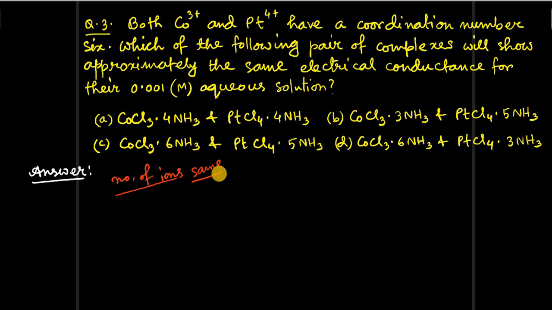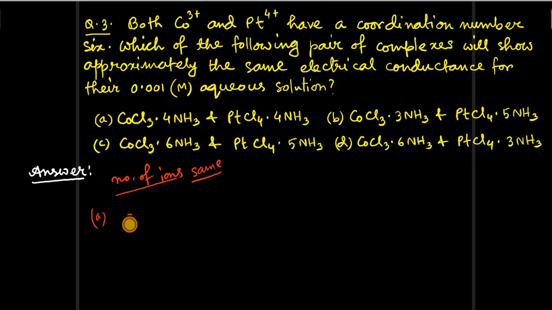That is why it is written approximately the same. But if the number of ions is same for the same concentration, the conductance will be almost same. So we have to check where the number of ions are same. Now if you take option A, it is written octahedral complex, coordination number 6, so octahedral complex.